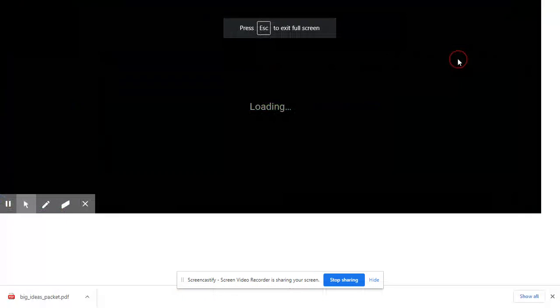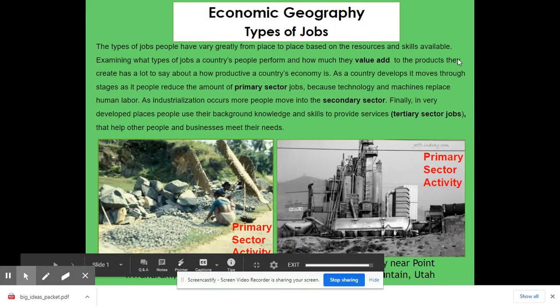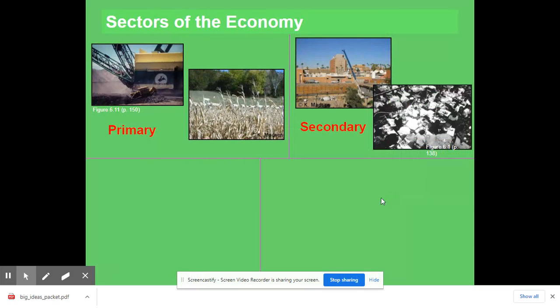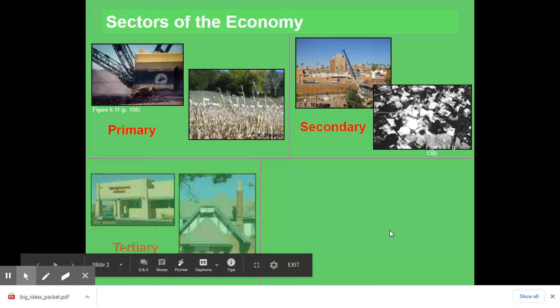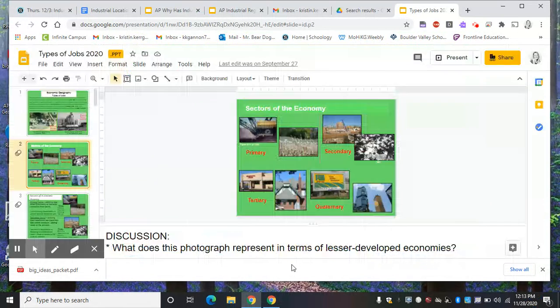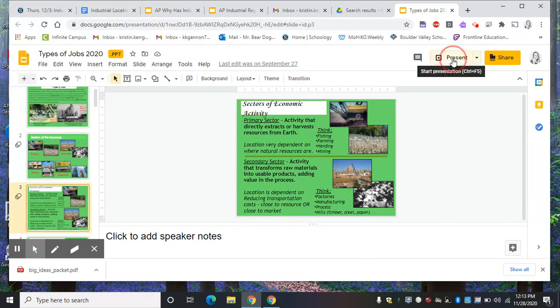So the next part of your note packet are job sectors. And we're going to have four different kinds of categories where jobs fit in. And they include the primary sector, the secondary, the tertiary. And then I know that that's kind of a funky term, but quaternary means like fourth. So let's look first at what is the primary sector. And I'm going to go to this part of it.